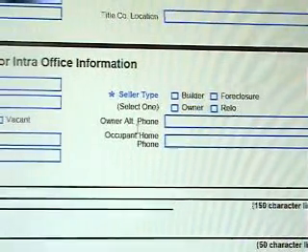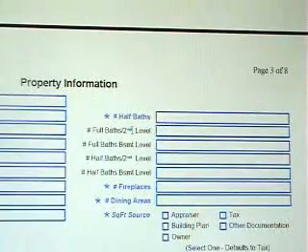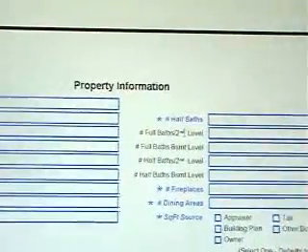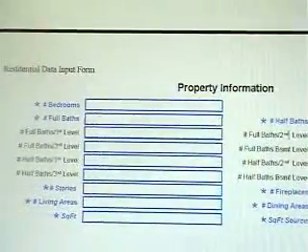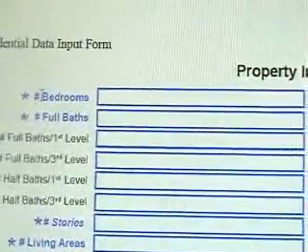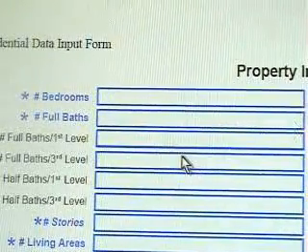Agents to get a hold of you. Now that we are on page 3 of 8, this is where we start gathering information about your property to be listed on the MLS. I'm going to start on the left side of the page. Number of bedrooms, full baths, and then to the right of it is going to say half baths.